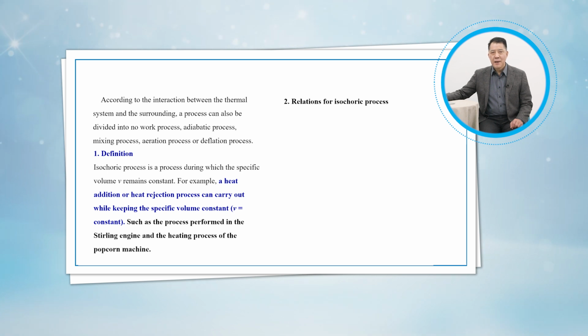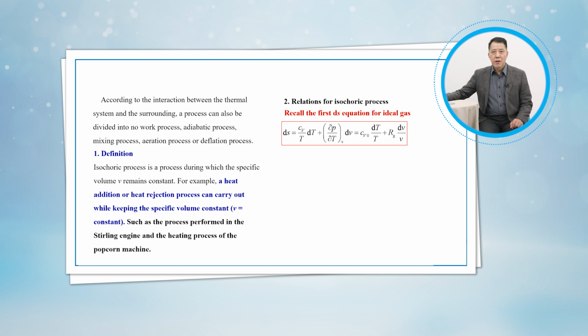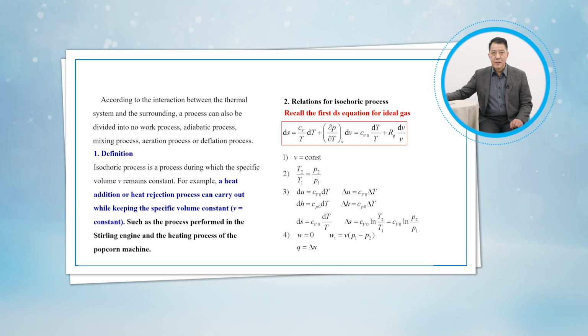Secondly, let's talk about the property relations for the isochoric process. Recall the first ds equation, equation 530, that has been derived. The relations between the properties for an isochoric process of ideal gas can be derived easily as follows.